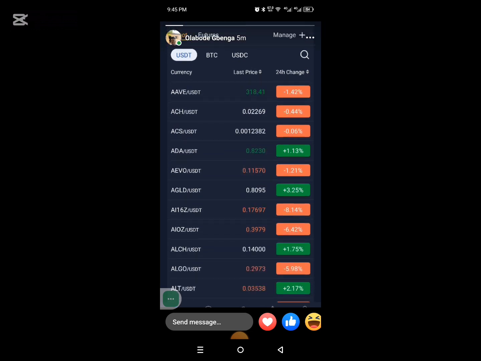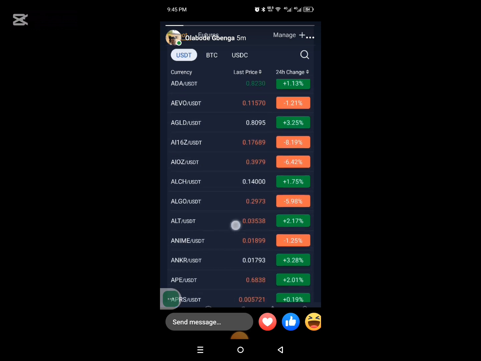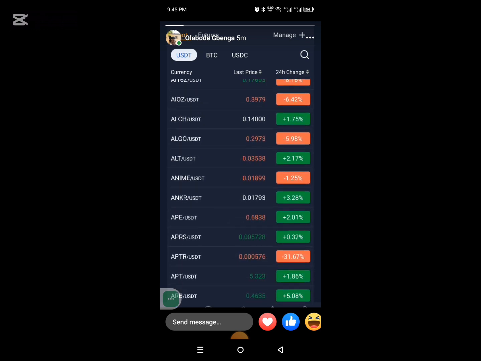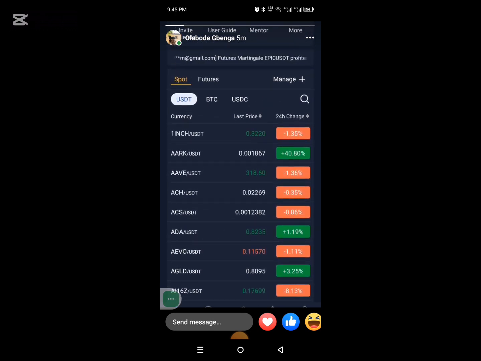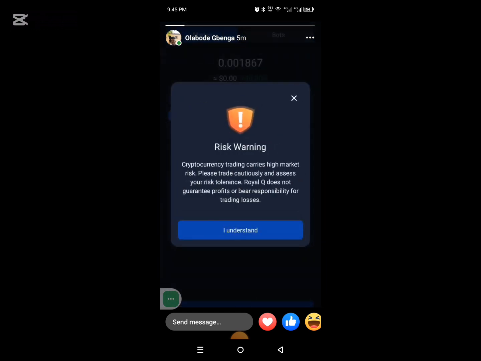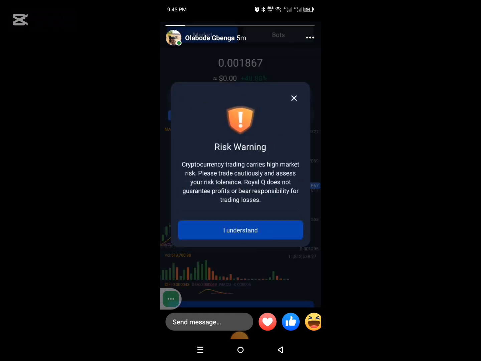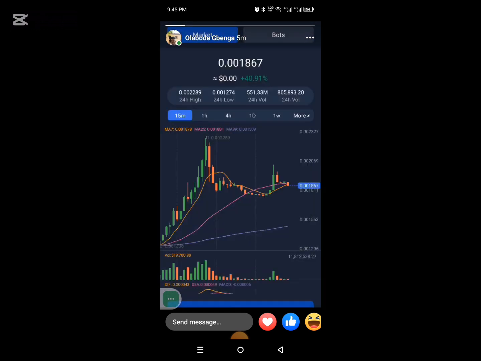I told you that we have some recommended coins I sent to you in the group that you should trade. You can just go to the group and check any of those coins. For instance, now maybe you want to trade this ARC. You click on this ARC like this. ARC is not part of those coins I recommended.